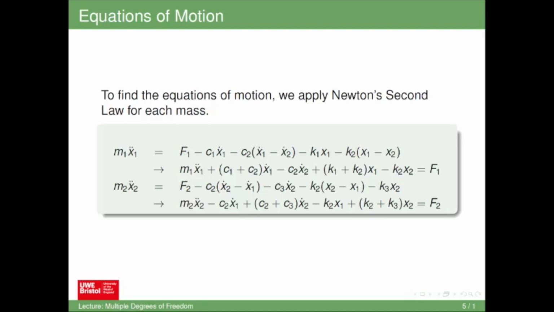So we've got the force that's being applied directly. You've got your damper, C1, which is just dependent upon the velocity of the first mass. C2 is between the masses, so you've got the relative velocity. Again, K1 is dependent upon the displacement of mass 1, and then K2 is on the relative displacement between the two masses. And then what I've done here is I've stuck all the x terms on one side, and the force on the other, and then you repeat that process for the second mass.